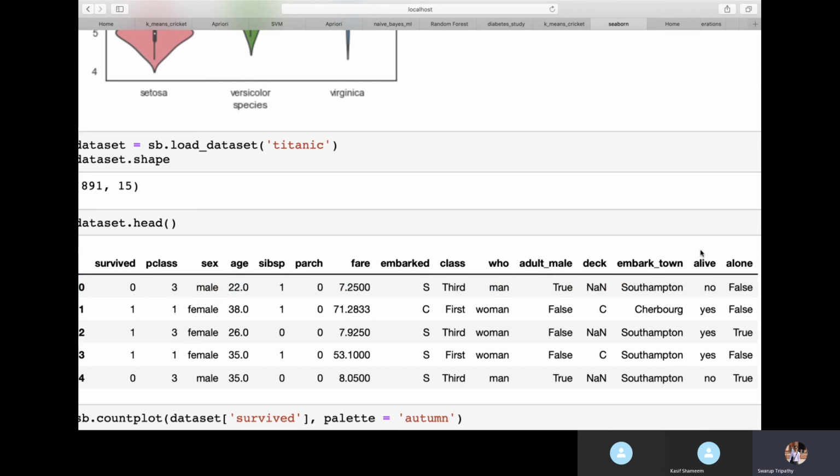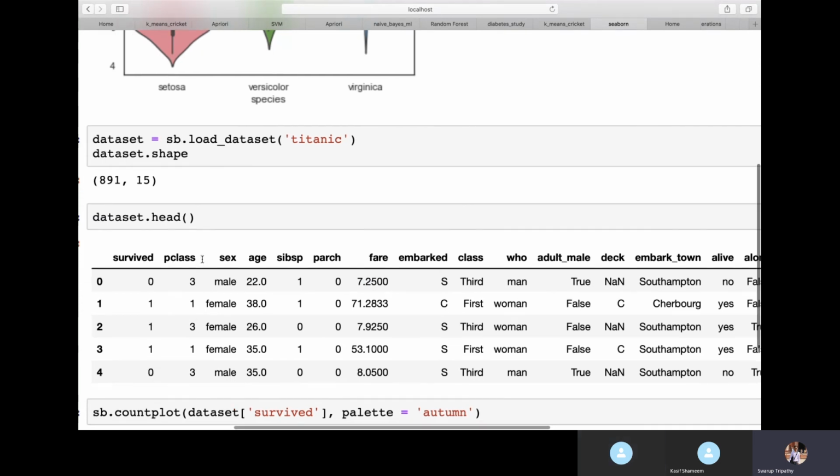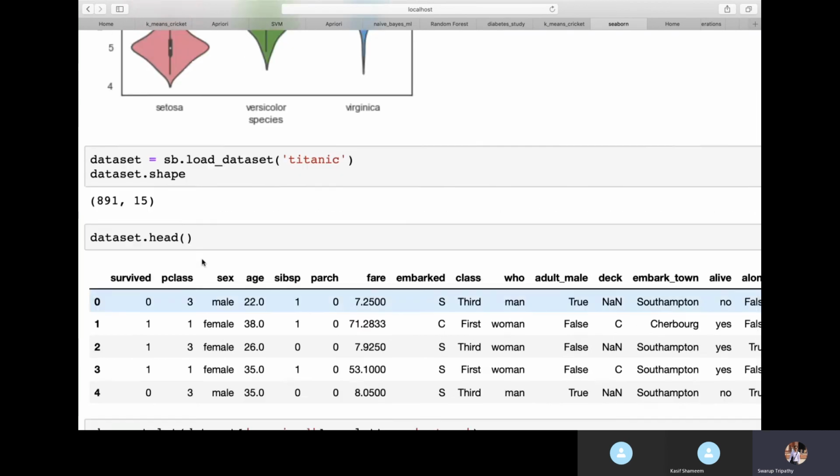Next one is alive or not. This is a repetitive field of survived. Next one is alone, like whether that person went alone or not. If no sibling, spouse, parent, or children, that person was alone. So that's what this last column says. Now this is all about the Titanic data. Are you able to understand the dataset?